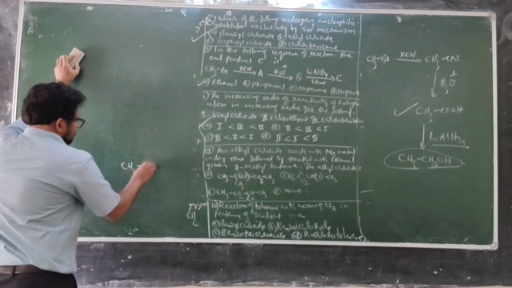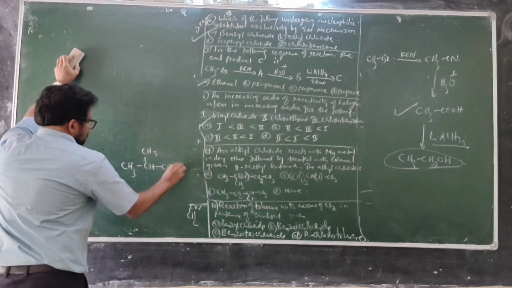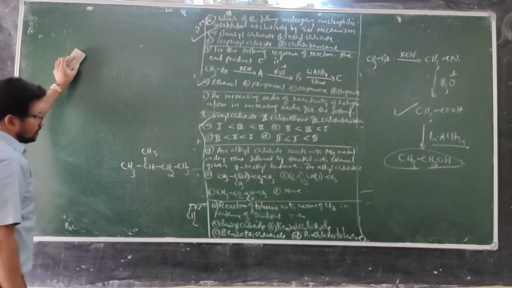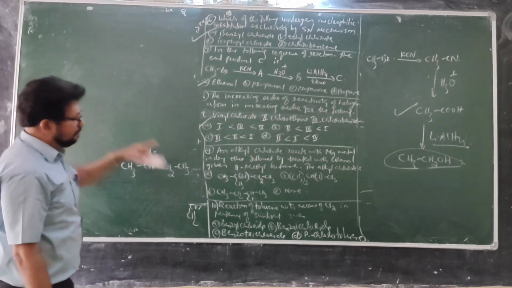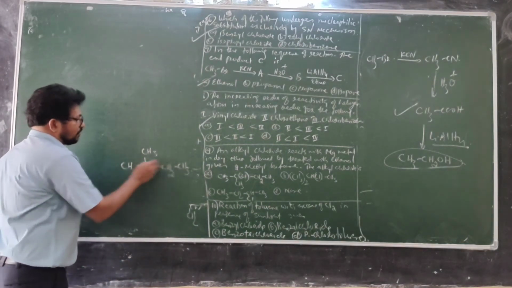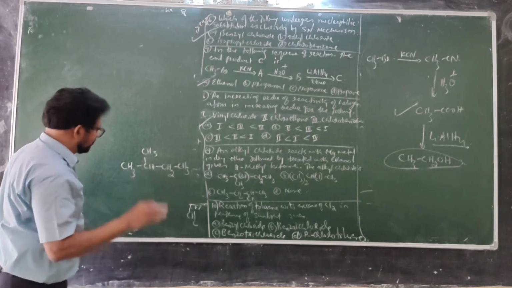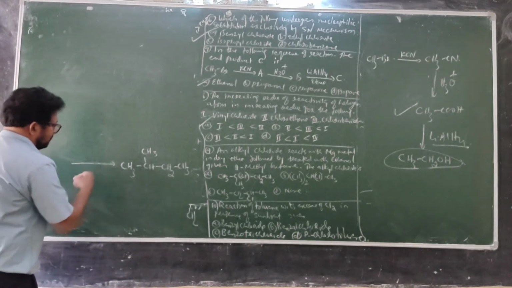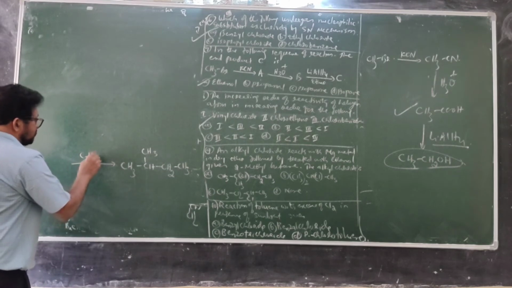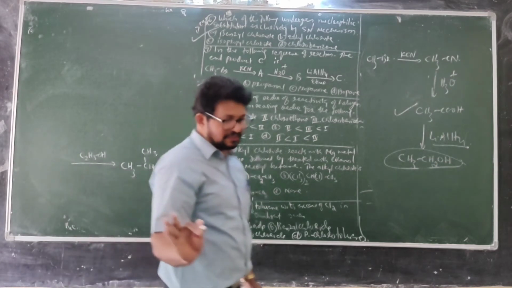CH3, CH3, CH2, CH3. Do you agree? 2-methyl butane. Is this correct? 1, 2, 3, 4. 2-methyl butane. Now my question is, to get 2-methyl butane when C2H5OH is used, one very, very important point I will tell you.